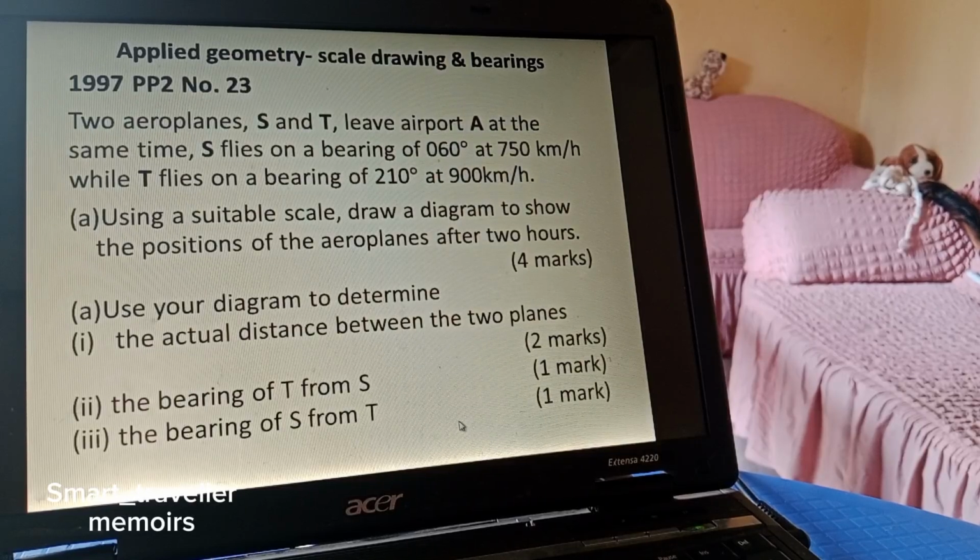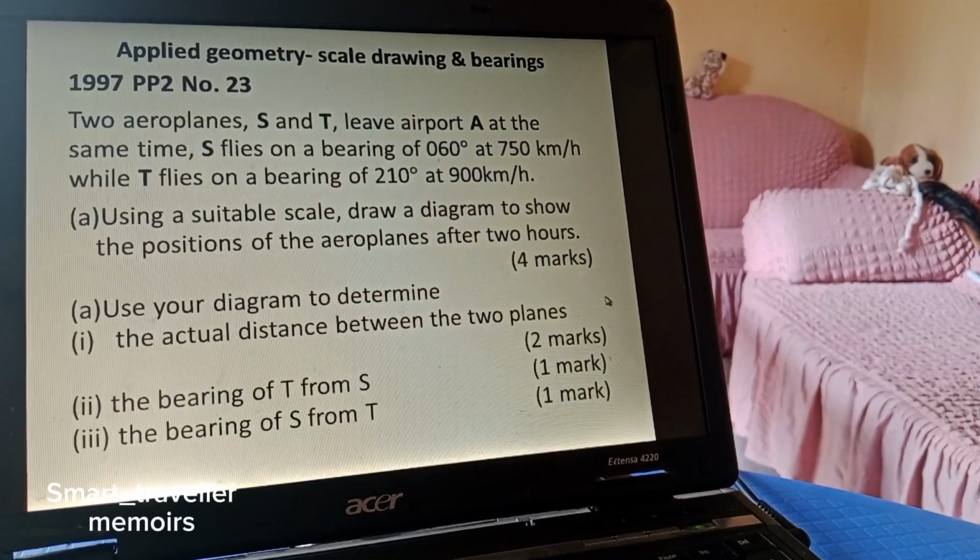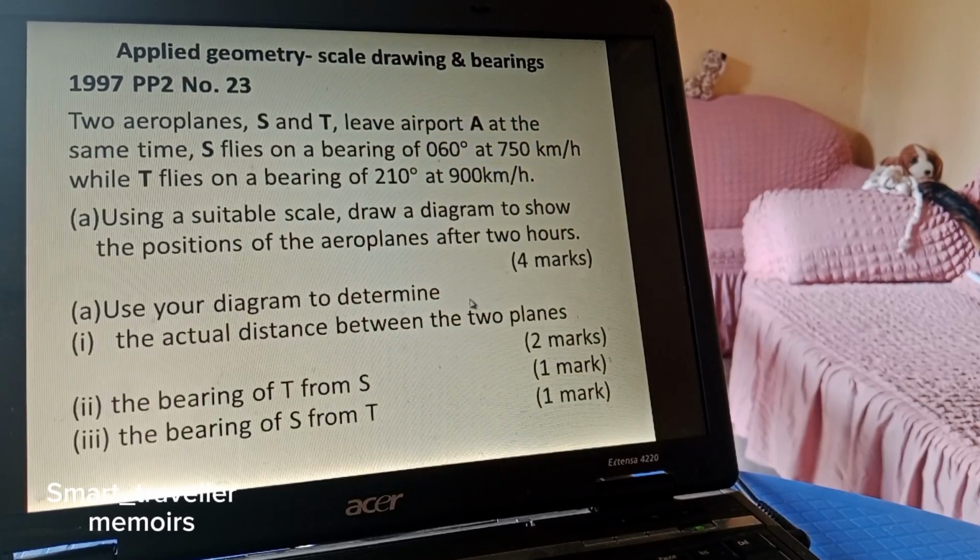(1997) paper 2, number 23. Two aeroplanes, S and T, leave airport A at the same time. S flies on a bearing of 60 degrees at 750 kilometers per hour, while T flies on a bearing of 210 degrees at 900 kilometers per hour. Using a suitable scale, draw a diagram to show the position of the aeroplanes after 2 hours, 4 marks. Use your diagram to determine the actual distance between the two planes, the bearing of T from S, and the bearing of S from T.